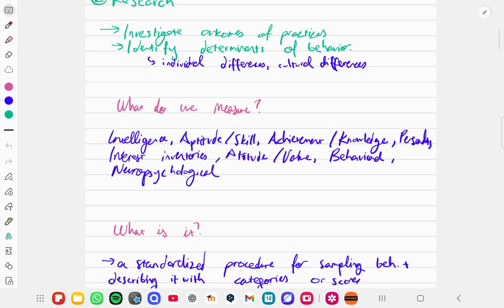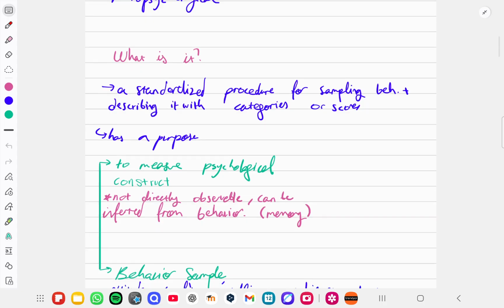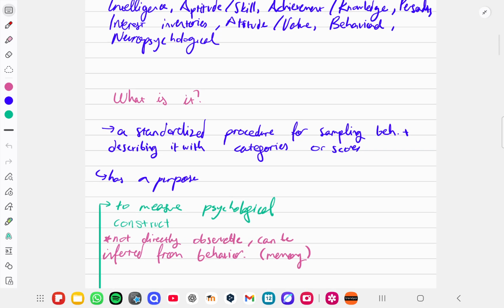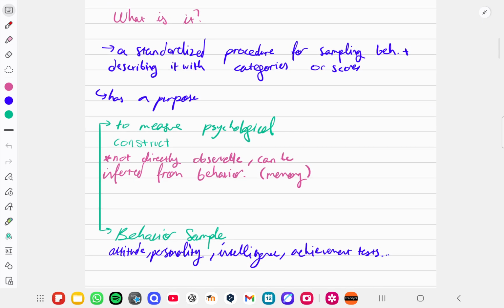So what do we measure? We measure a lot of things in psychological testing. Some examples are intelligence, aptitude or skill, achievement, knowledge, personality, interest inventories, attitude, value, behavioral things, and neuropsychological things. So what is a psychological test? It's a standardized procedure for sampling behavior and describing it with categories or scores. And psychological tests have a purpose. It has to have a purpose.